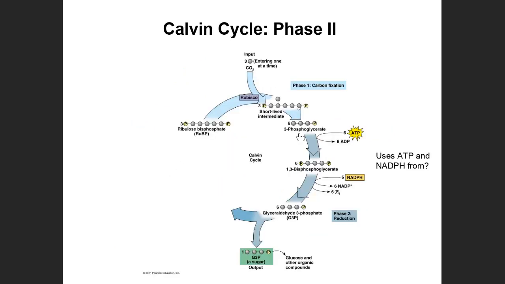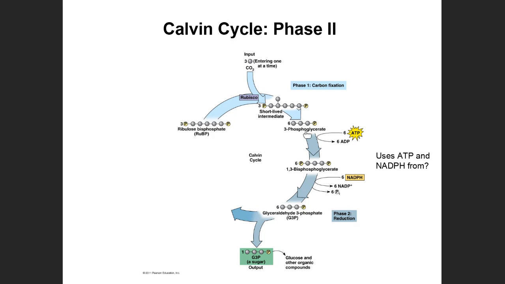Then what happens is this 3-phosphoglycerate will enter phase 2 called reduction. Again, there's only a couple of enzymes total that I really want you to know their specific names. But again, overall, the Calvin cycle consists of a series of chemical reactions catalyzed by a group of enzymes. So there are more enzymes in phase 2, but there's only one I want you to know, Rubisco.